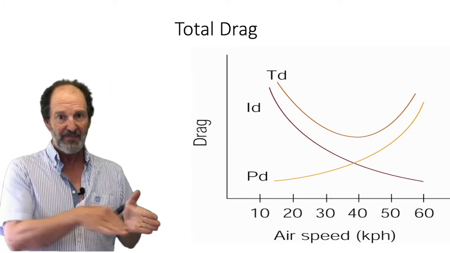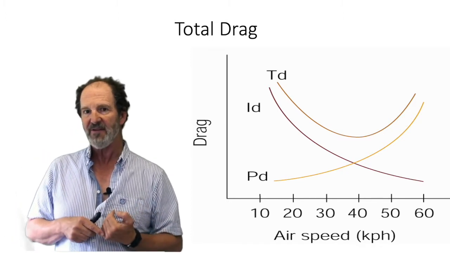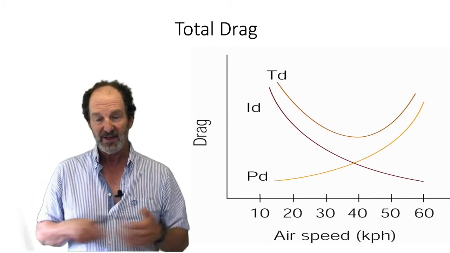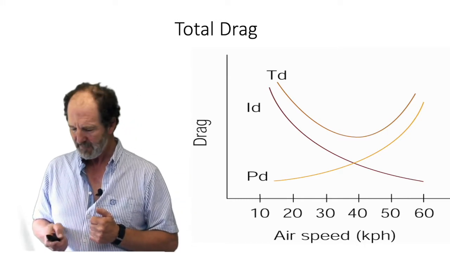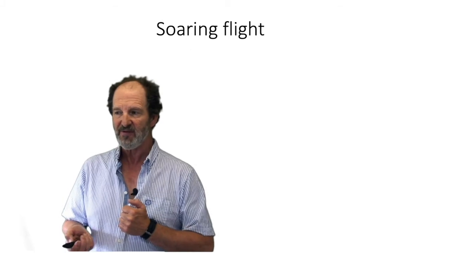So we've got a bit of a sweet spot there over a few miles an hour where it's quite efficient and has the minimum drag. So that's what we want to aim at, really. Okay, so that's drag, induced, profile and total.